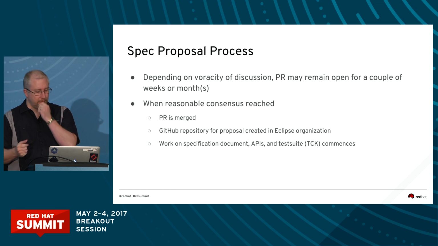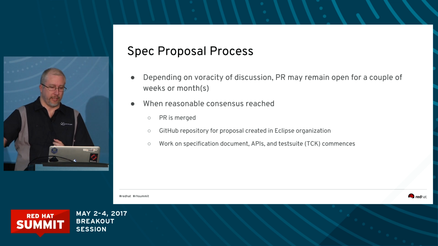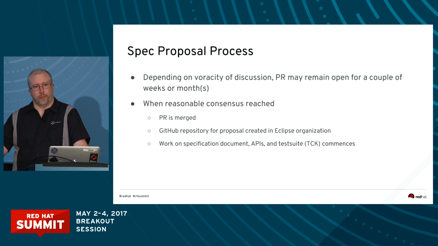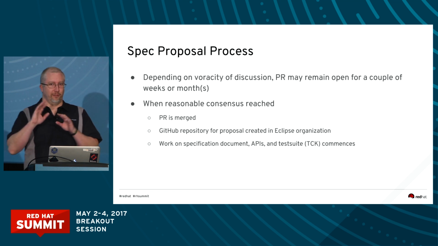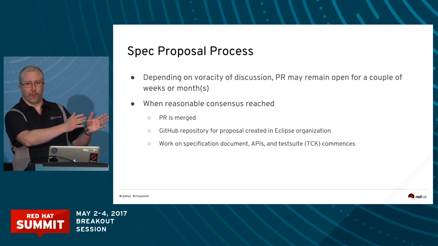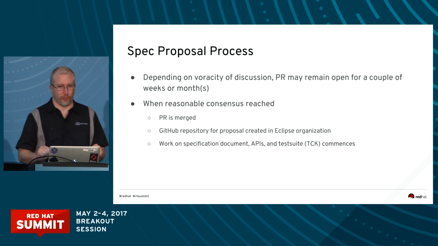So once a consensus is reached, the pull request is merged, and then we go through the process of creating a GitHub repository within the Eclipse organization for any work associated with that proposal. And then you can start creating the specification document, any APIs associated with the proposal, and then a test suite as well if there is an API. It's a little confusing. People have referred to the test suite as a TCK. It's not a TCK in the JSR sense. It's just a test suite to say, for a given implementation, it fulfills the desires of the API and the specification. That's its only purpose.